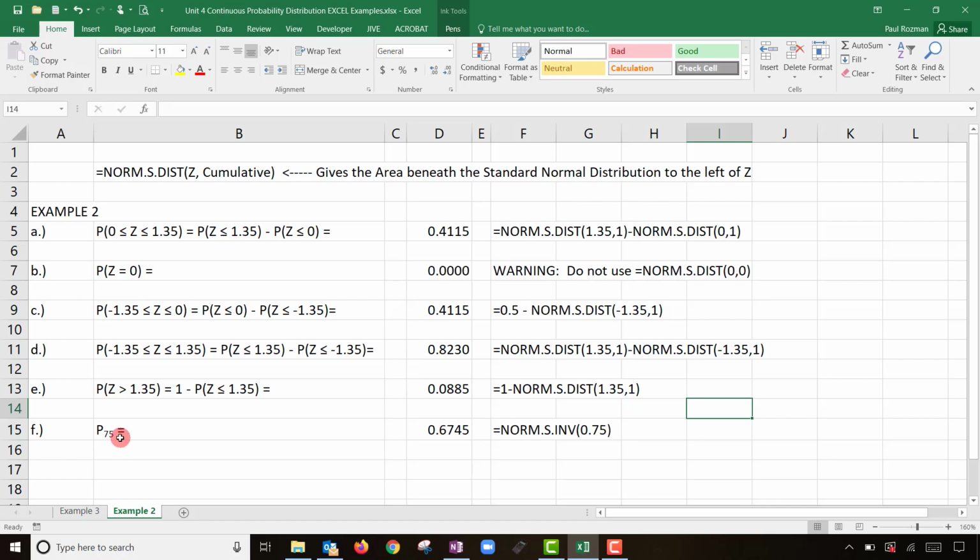To do the inverse, the 75th percentile, we use dist to get probabilities, and we'll go inverse to get values. So it's norm.s.inverse, and all you have to input there is the probability. So I input 75%, and it gives me the z-score. So it's pretty easy to do in Excel. In fact, I recommend doing them this way.